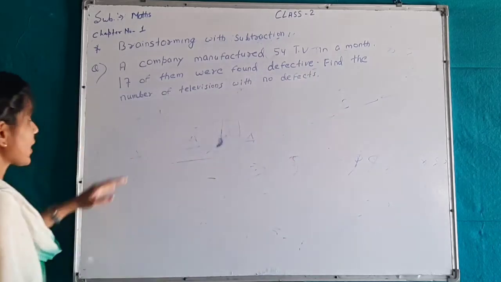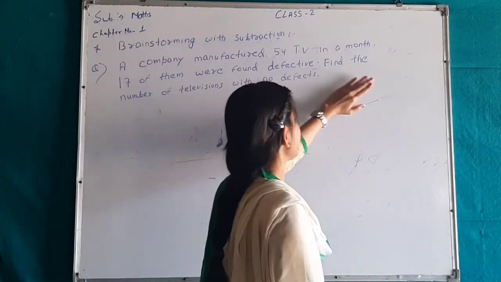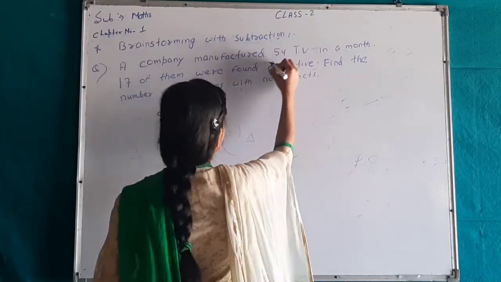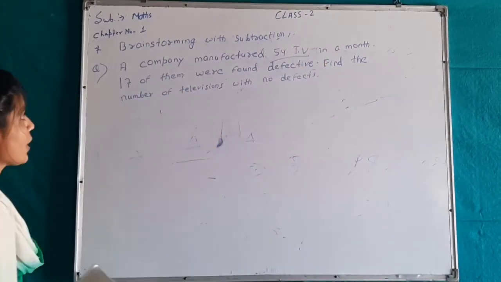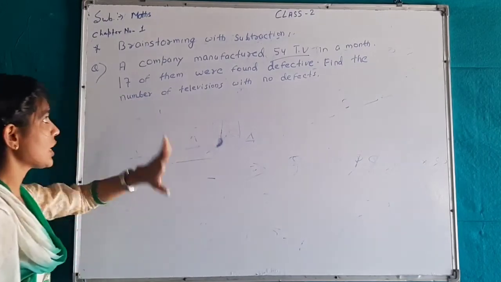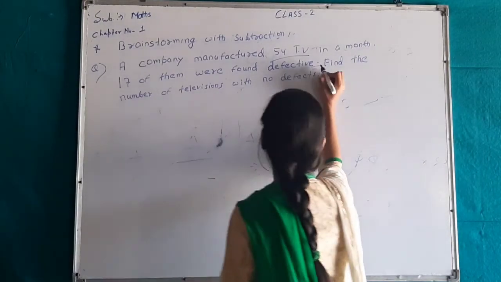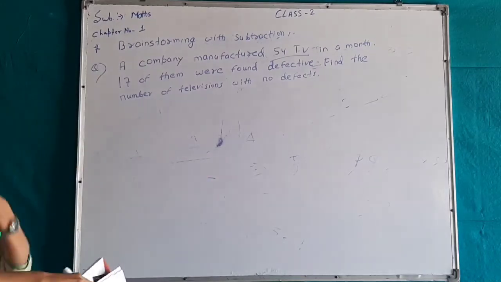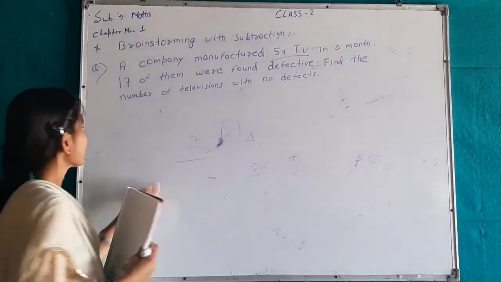Here is a question. A company manufactures 54 televisions in a month. 17 of them were found defective. Find the number of televisions with no defect. So we have to find the number of televisions that did not become defective.